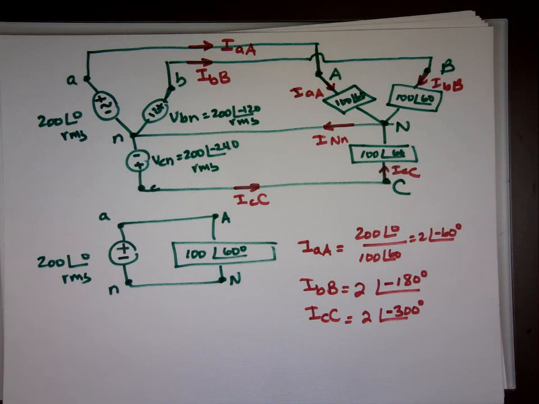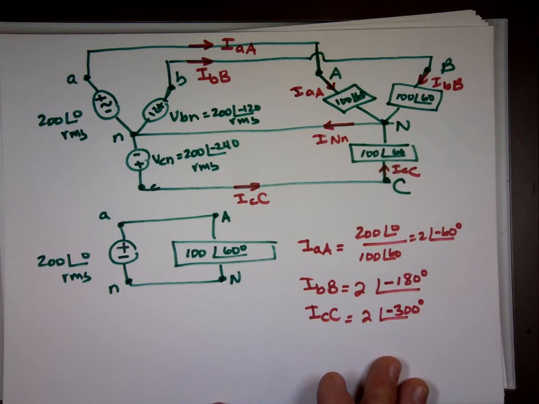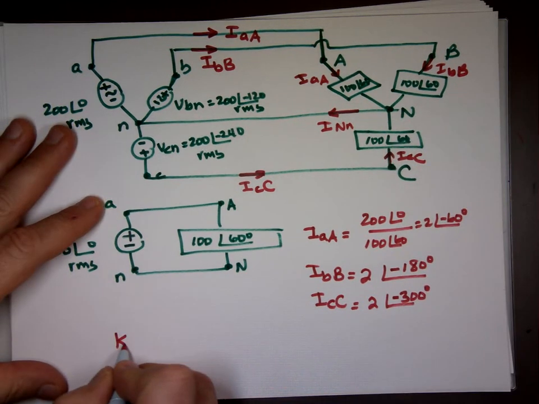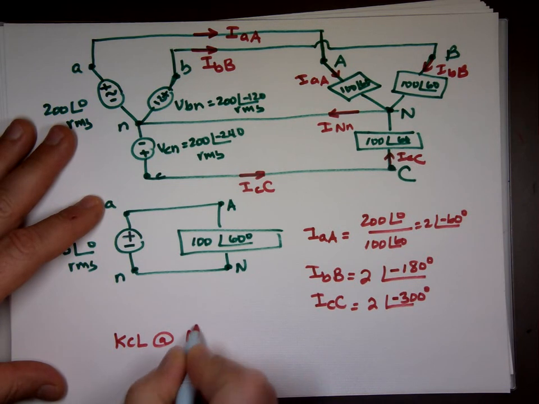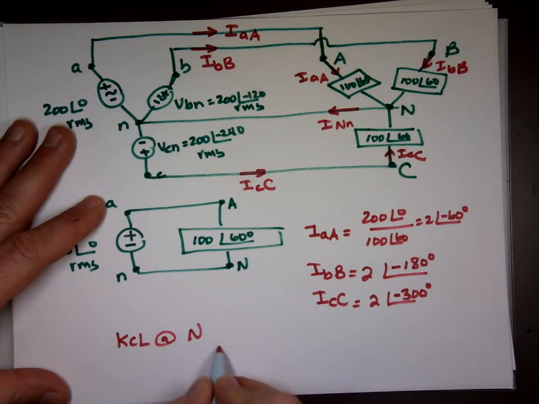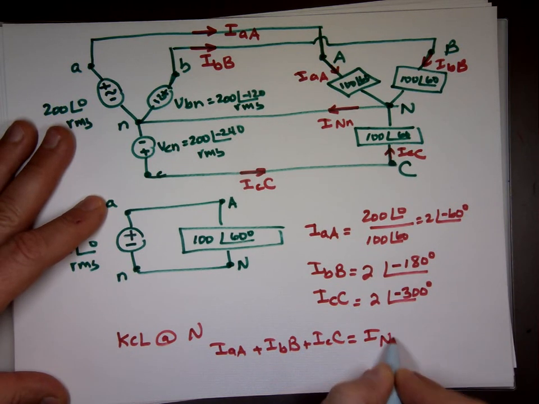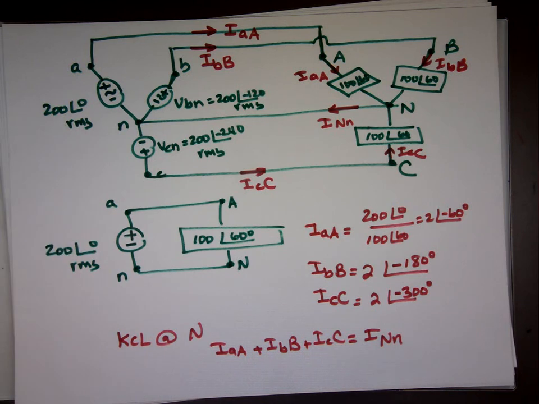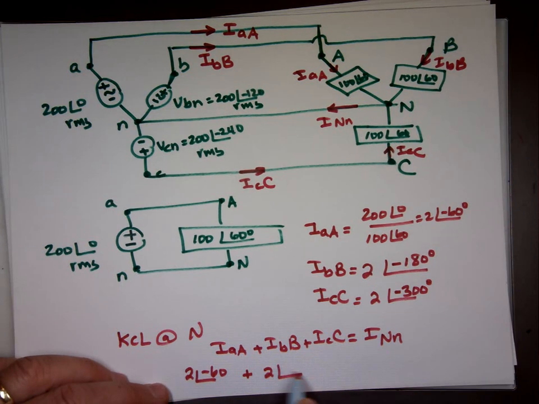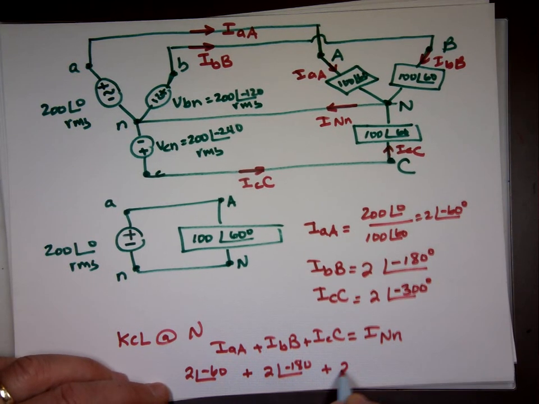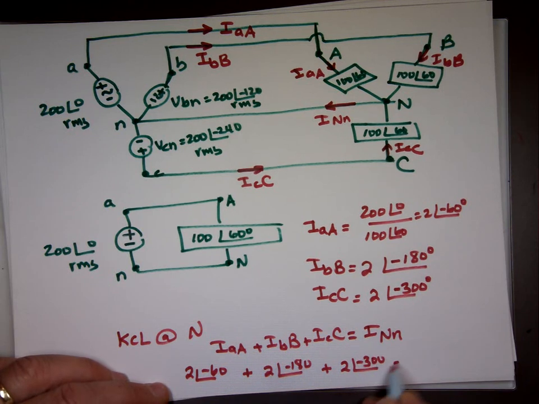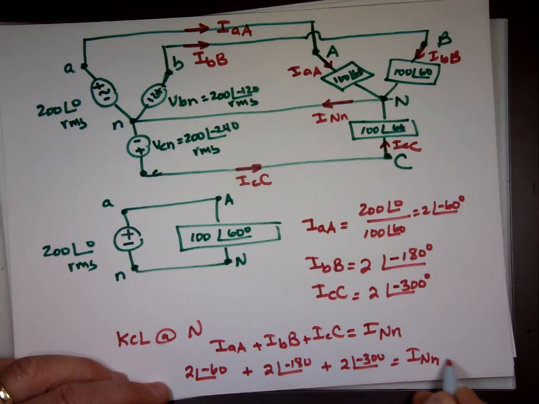Now, when I asked what's the current going through that, David said it's 0. Let's see if David is right. Let's do KCL at capital N. The current going in, which is I sub AA, plus I sub BB, plus I sub CC, should equal the current leaving. I label that I sub capital N small n. 2 angle negative 60, plus 2 angle negative 180, plus 2 angle negative 300, equals I sub n. Does that equal to 0? Let's see.